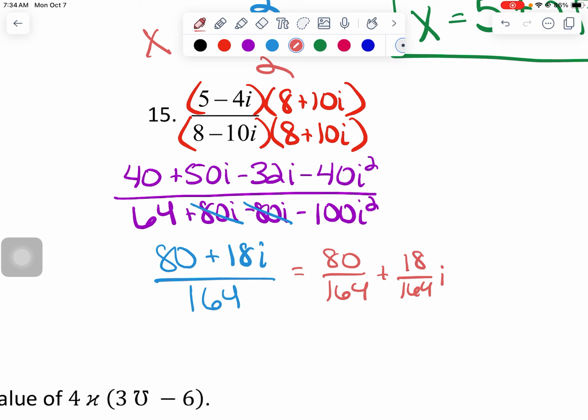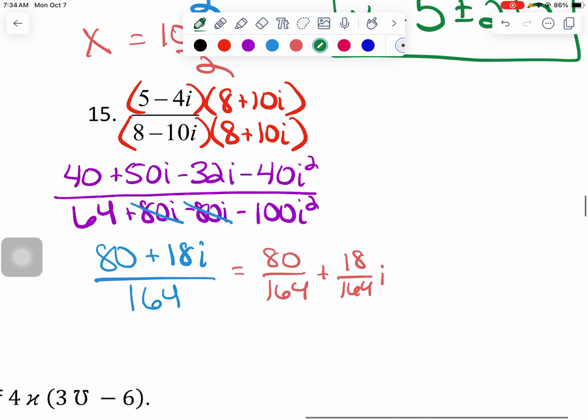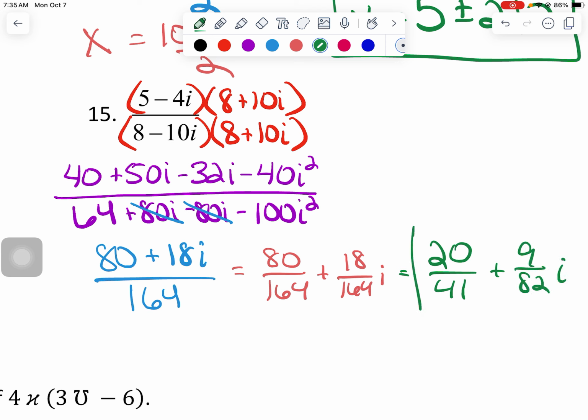Reduce, reduce, reduce. I am throwing that in a calculator as we speak, or as I speak. So this is going to be 20 over 41 plus 18 over 164, and that is going to be 9 over 82i. There is my complex number solution.